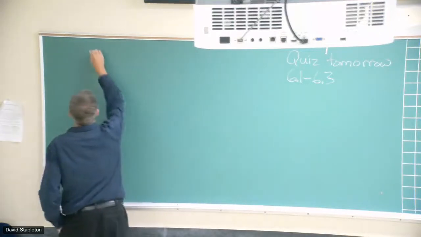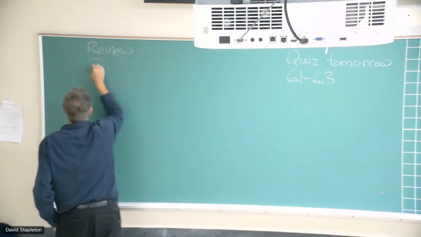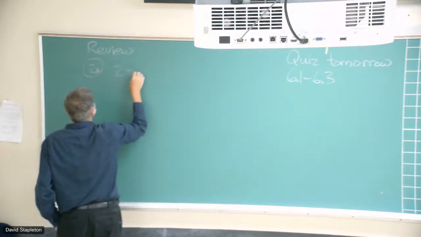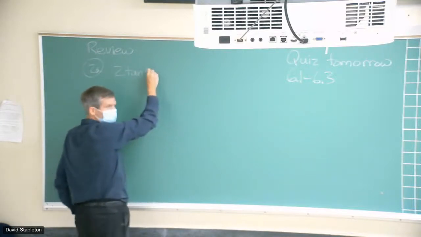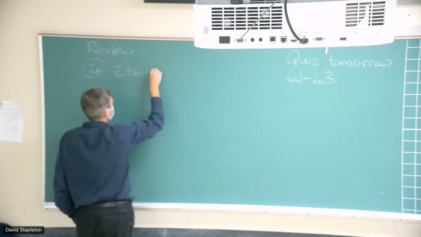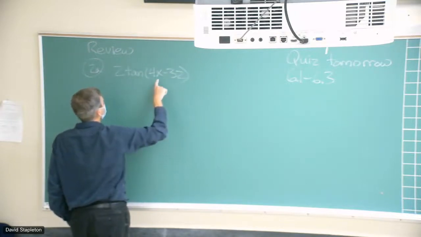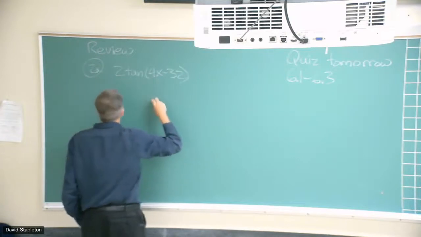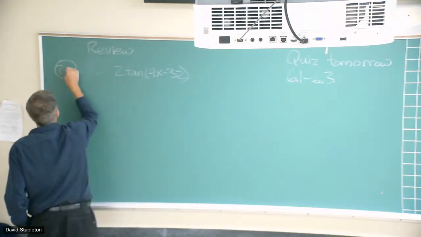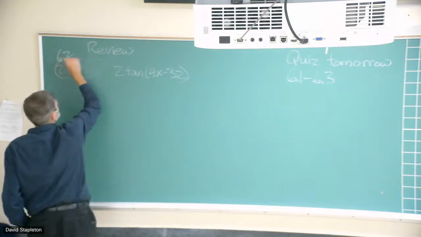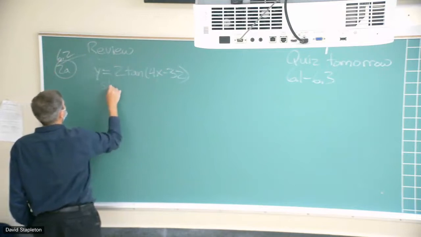2a, which is 2 tan parentheses 4x minus 32. Two tangent what? Oh, 4x minus 32, okay. Yes, with the 6.2, I guess. So suppose I want to sketch this.